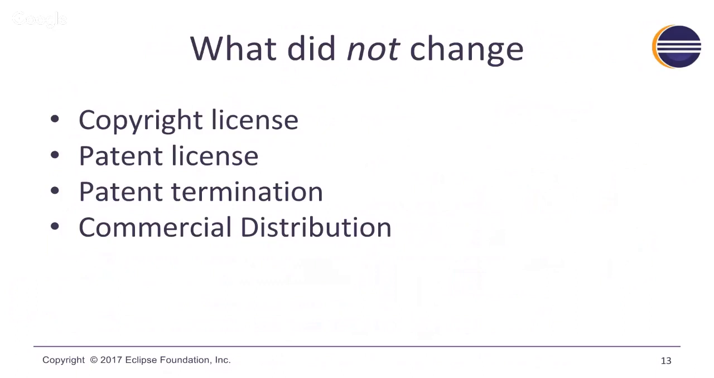And part of the reason why we didn't change those is, well, first of all, they have stood the test of time and continue to be state of the art in terms of how to give patent and copyright licenses. And so we continue to see those clauses stay the same. And the second reason is that we really want to make it easy for our member companies and the companies and people that are contributing to Eclipse projects to be motivated to change to this new license version.